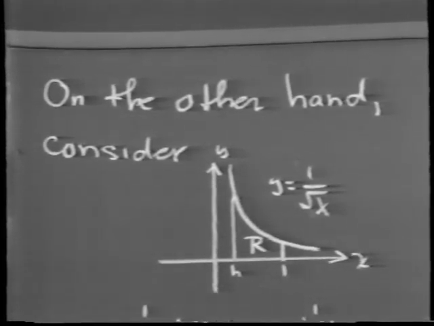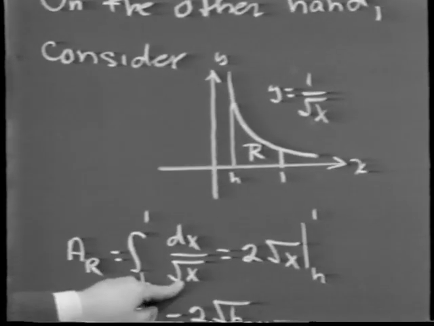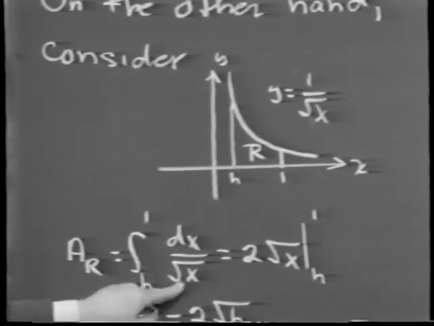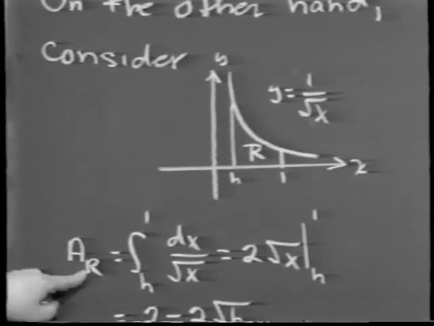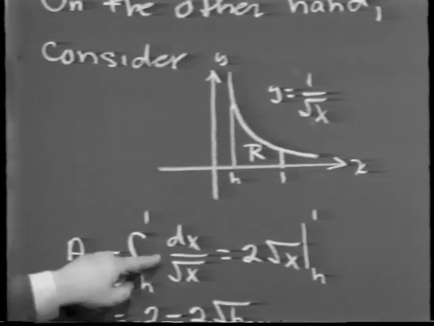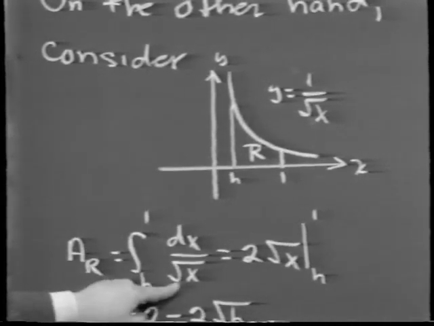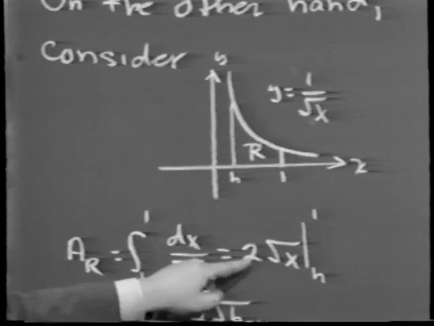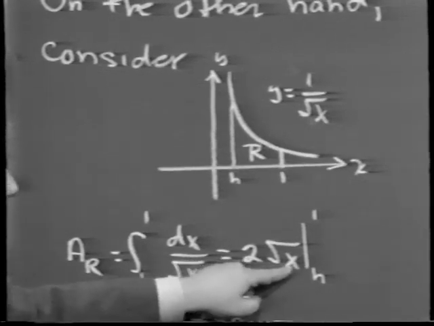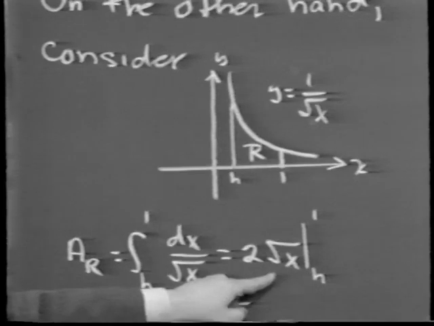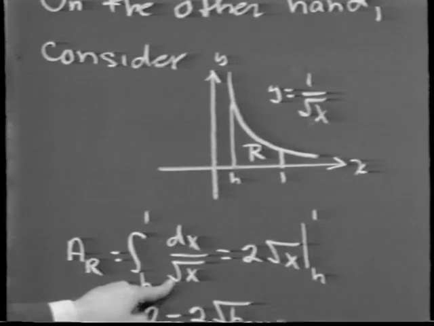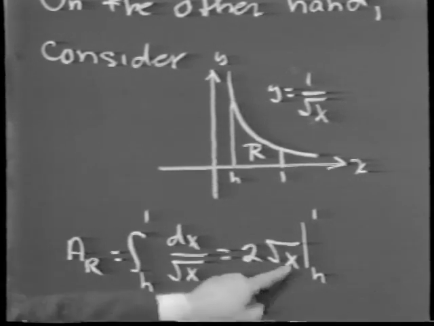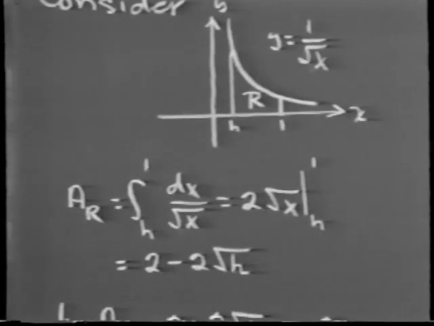Again, since the only place that 1 over the square root of x has an infinite discontinuity is when x is 0, and since h is greater than 0 here, we have a continuous integrand. The area of the region R, therefore, is given by what? Any function whose derivative is 1 over the square root of x, evaluated between h and 1. Sparing you the details, observe that if you differentiate 2 x to the 1/2, the 1/2 and the 2 cancel, and you get 1 over the square root of x. In other words, 2 square roots of x is the function whose derivative is 1 over the square root of x. If I now evaluate that between h and 1, I get 2 minus 2 square roots of h.